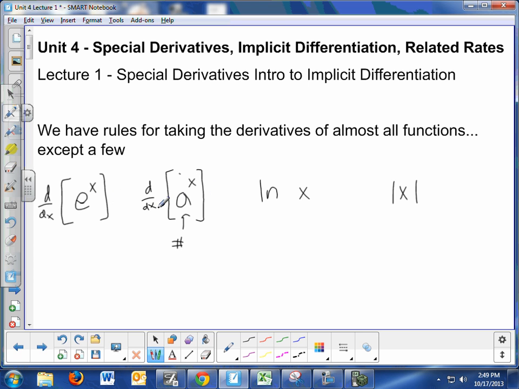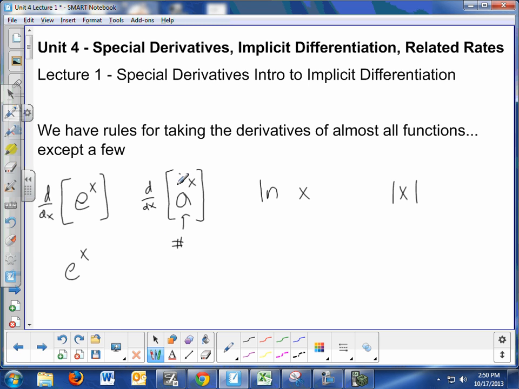Both of these are when x is in the exponent. Interesting, the derivative of e to the x is just e to the x. It's the exact same thing. If you want to find the instantaneous slope of e to the x, you just find the function value at whatever point you want to know. What's the slope of e to the x when x is 2? It's e to the 2.